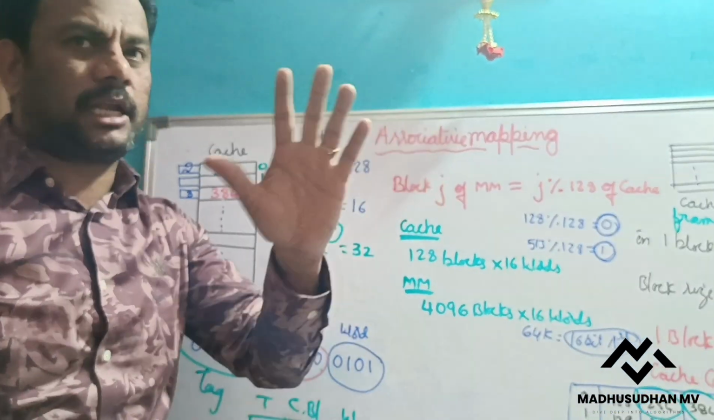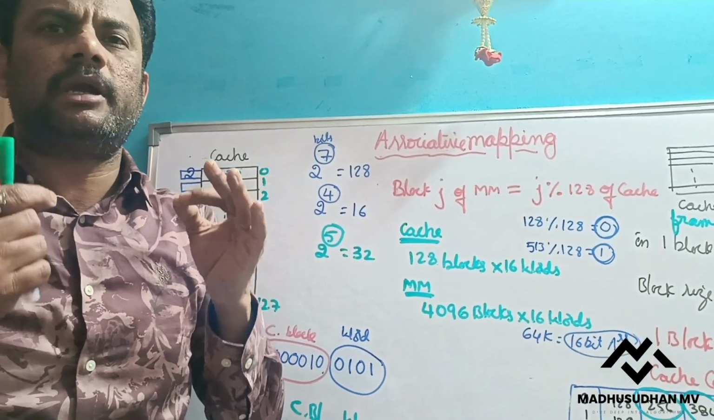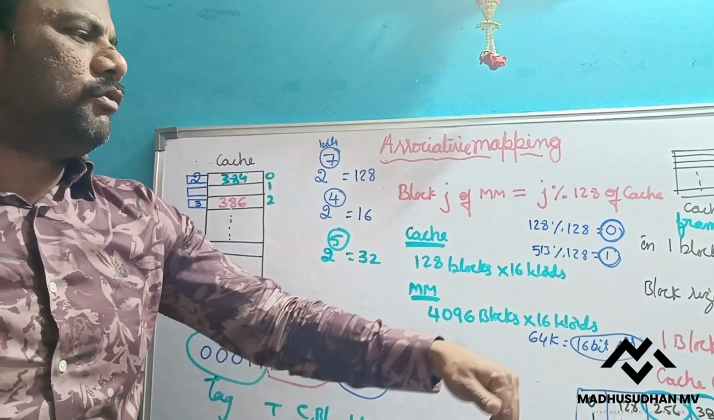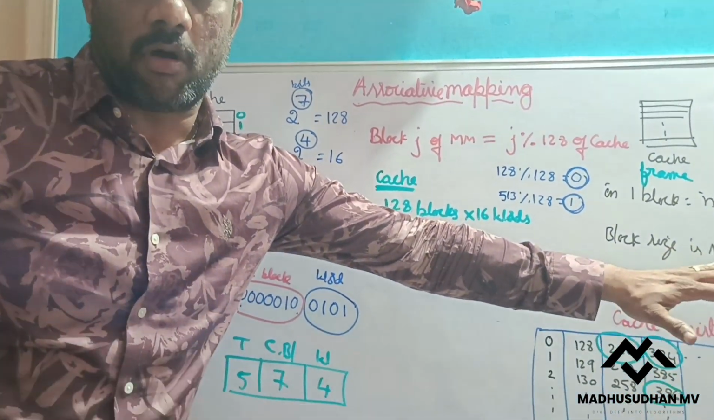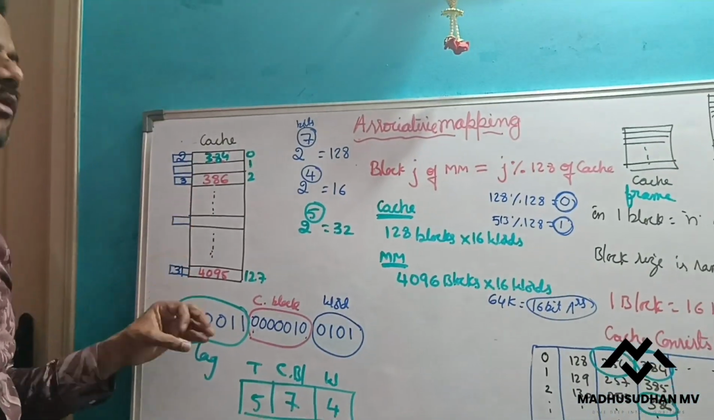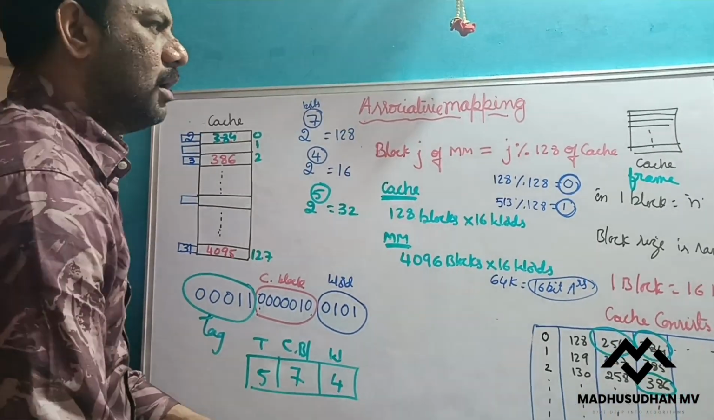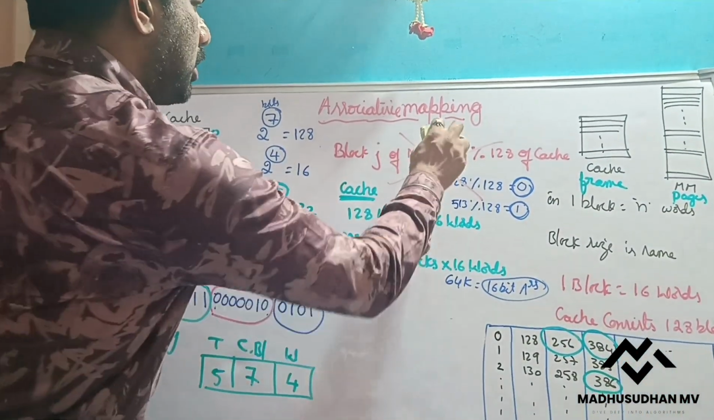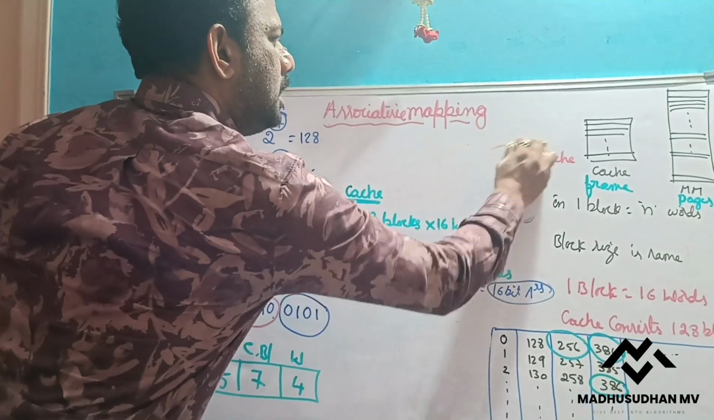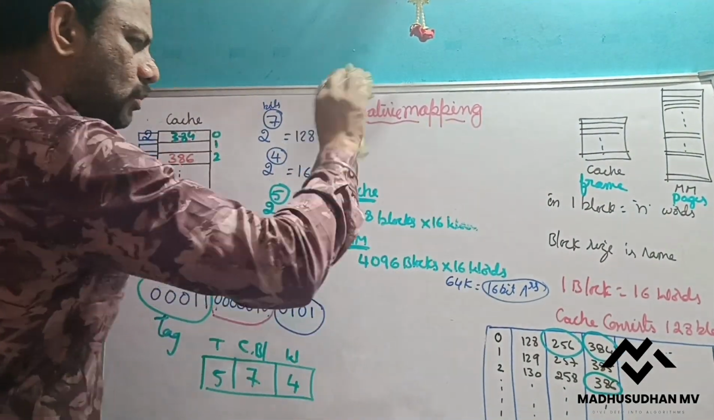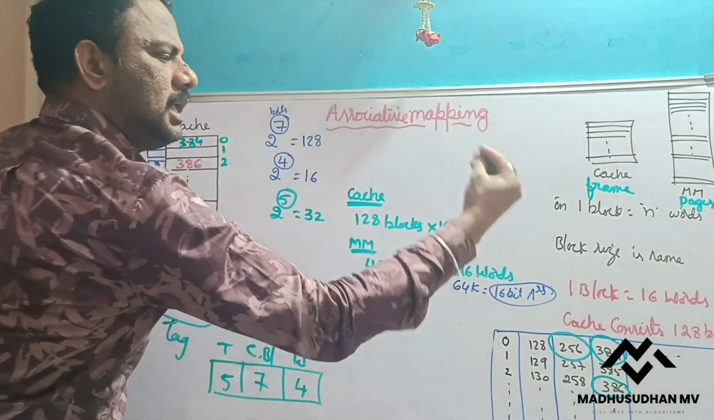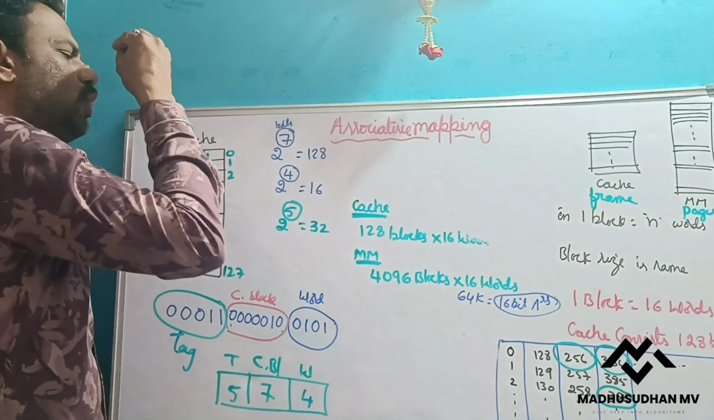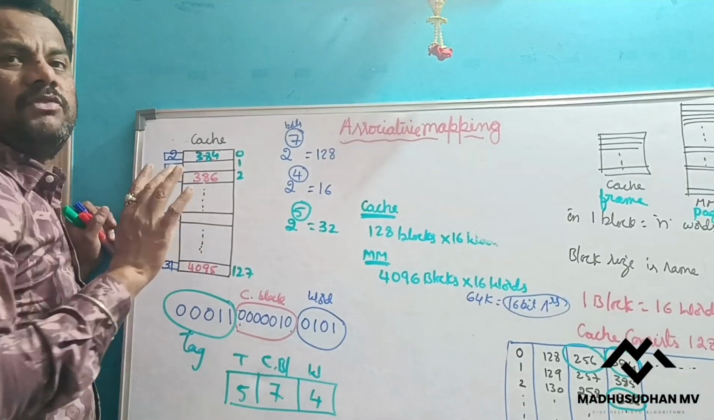In associative mapping, complete freedom is there. That means whichever memory block, we can place in any of the cache blocks. There is no formula, like what we were using in direct mapping. You can place any block of the main memory into any free block of the cache.